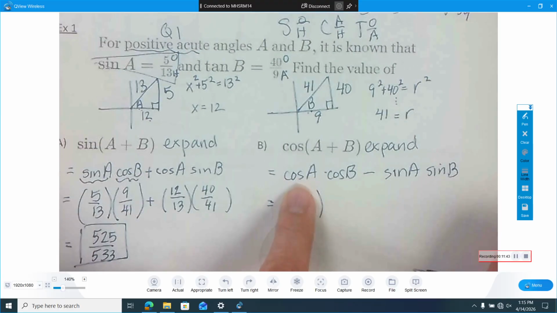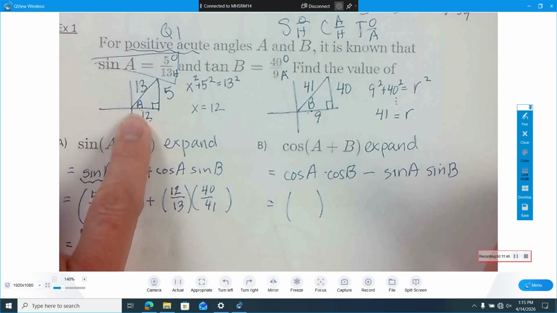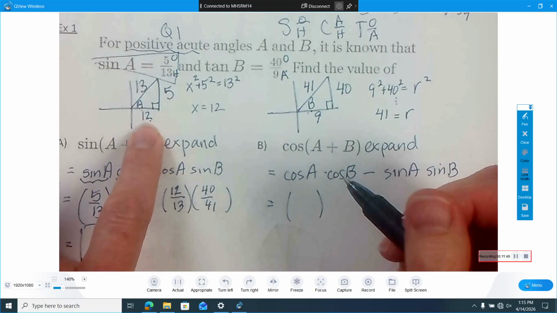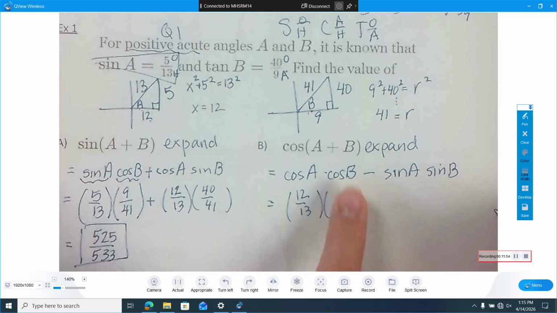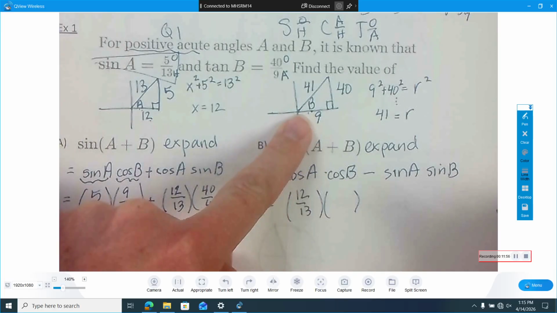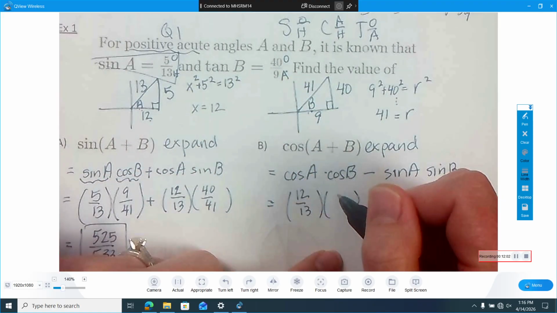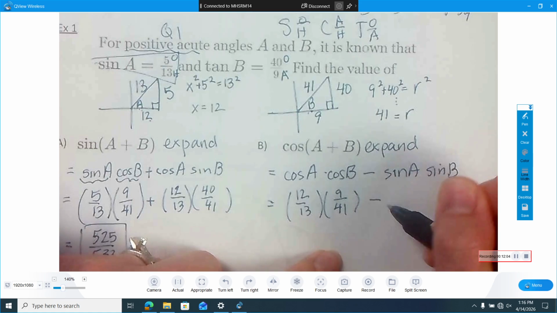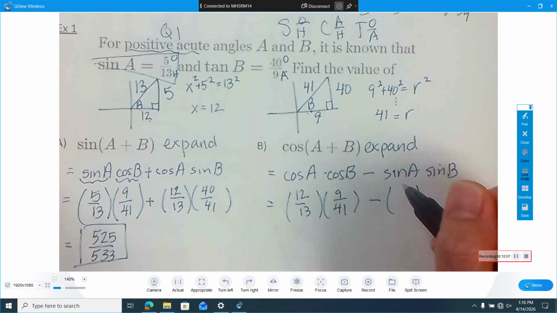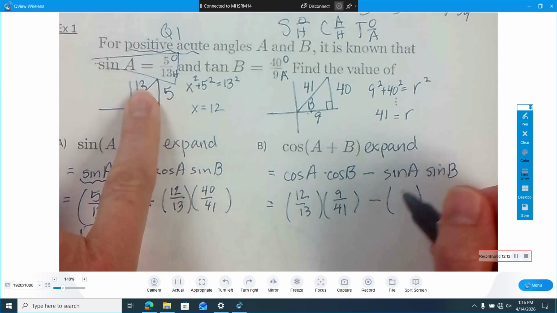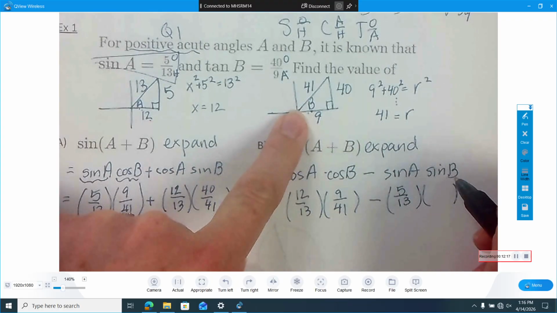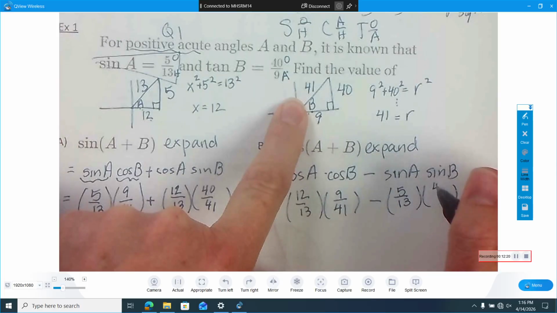So now looking at angle A, what's the cosine ratio? 12 over 13, adjacent over hypotenuse. And now looking at angle B, we want the cosine ratio, 9 over 41, adjacent over hypotenuse. So 9 over 41. Got a minus sign in the middle. And now back to angle A, the sine ratio, 5 over 13. And from angle B, the sine ratio, opposite over hypotenuse, 40 over 41.